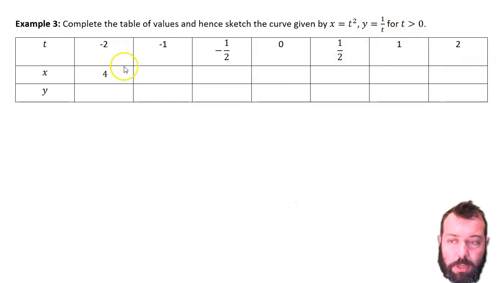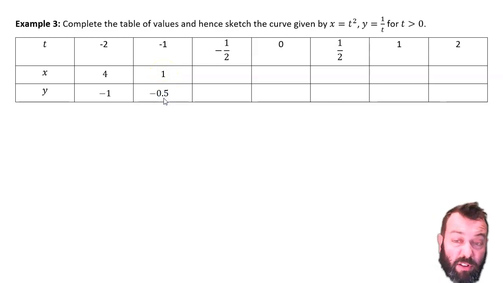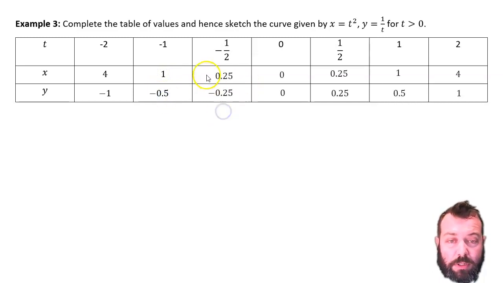So, simple enough. If t is -2, x is t squared, -2 squared is 4, and half of -2 is -1. -1 squared is 1, and half of -1 is -0.5. Right, we're just going to push through and fill all of those out. Okay, so I've got a table of values now, a series of points.